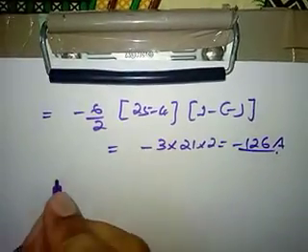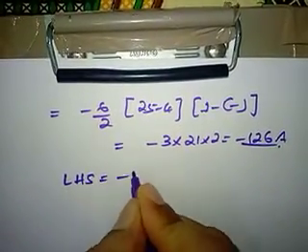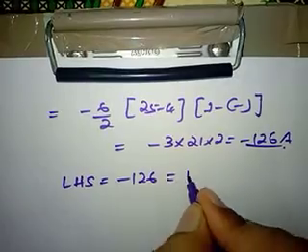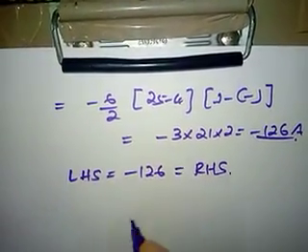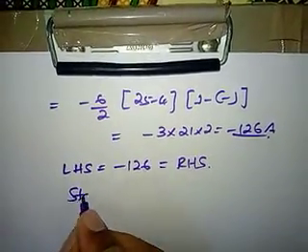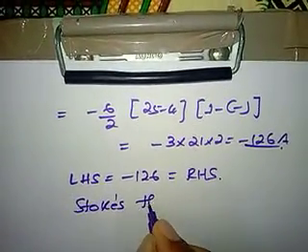So what is the LHS we got? LHS of Stokes theorem is minus 126. This is equal to RHS. RHS is also minus 126. Hence both sides are same. Hence we say that the Stokes theorem is verified. Stokes theorem is verified.